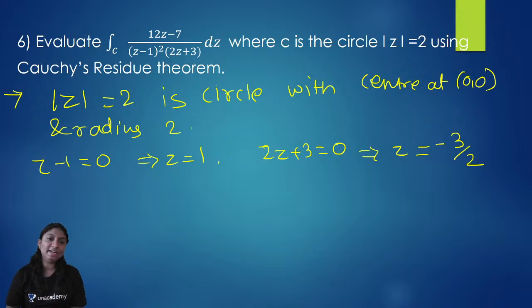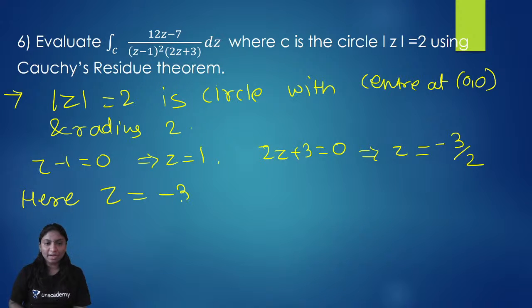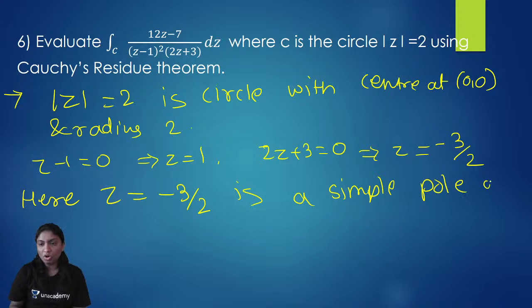For that we will find the residues at z is equal to 1 and z is equal to minus 3 by 2. First of all, z is equal to minus 3 by 2 is a simple pole, a simple pole of order 1, because it has order 1.